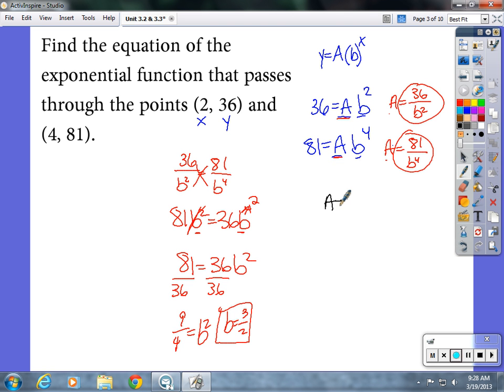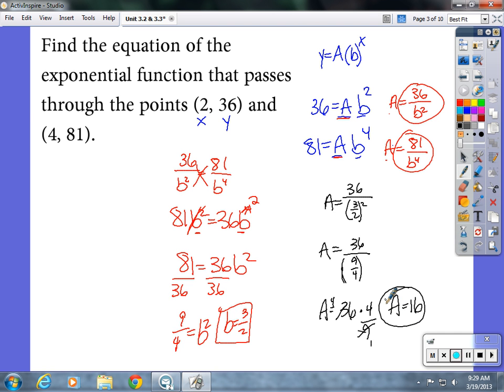So a equals 36 over 3 halves squared. So a is going to equal 36 divided by 9/4. But instead of dividing by a fraction, I'm going to multiply by its reciprocal. So a is going to equal 36 times 4/9. Well, the 9 and the 36 reduce to 1 and 4. 4 times 4 is 16, so a equals 16.